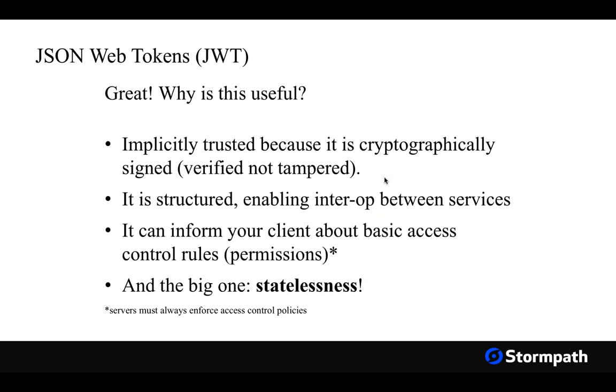So one of the things that's nice about JWTs is that they are implicitly trusted because they're cryptographically signed, meaning nobody's been able to tamper with them. So the server can trust that if the signature is verified, you can trust the token. They are structured so that you can put a whole bunch of relevant structured data that might be usable across your services. And because there is a scopes concept, you can inform your client about simple or basic access control decisions. What permissions do they have? Can they do X versus Y?